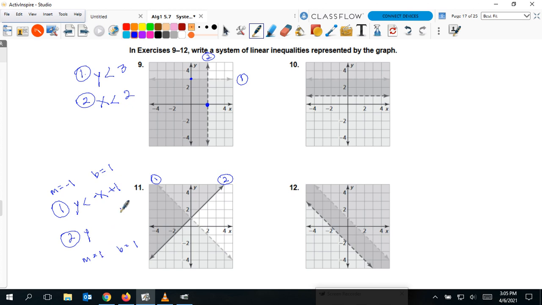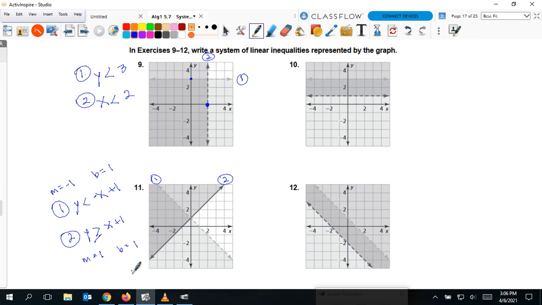So it's going to be 1x, or just x, plus 1. And then where is this one going to be shaded? As you can see, it's not shaded this way, it's shaded above. So it's greater than. And it's also a solid line, so we're not just going to say greater than, we're going to say greater than or equal to.